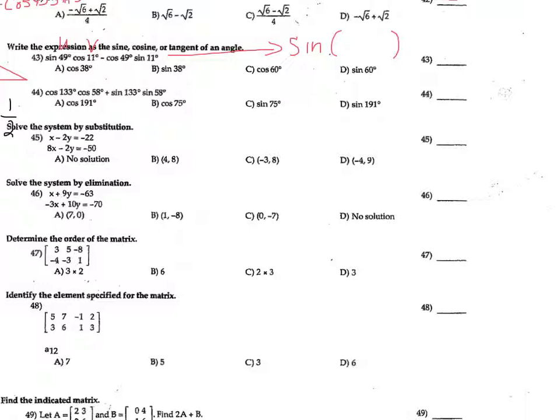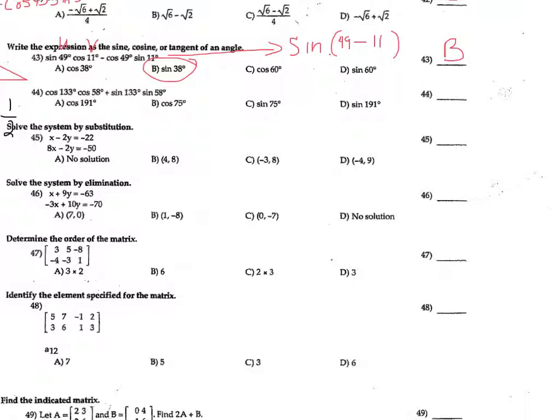Now, are we going to be adding or subtracting in the middle? What's the sign in the middle here? Subtracting. So we subtract the 49 and the 11. What is 49 minus 11? 38. So it's going to be sine of 38, which is letter B.